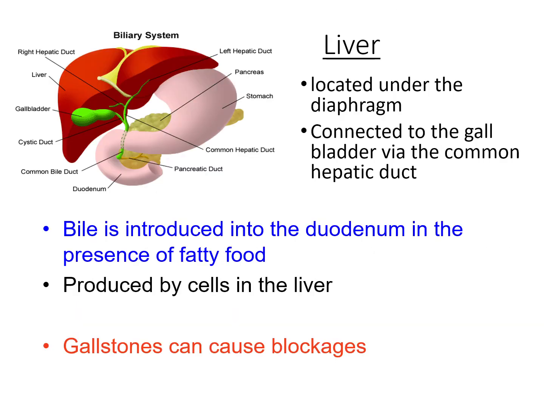The liver is located just under our diaphragm. It is connected to the gallbladder where bile is stored. And then bile is pumped into the duodenum if there is presence of fatty food. So bile is also mainly targeting lipids to break them down into fatty acids and glycerols. Now, the bile is produced by the cells in the liver.